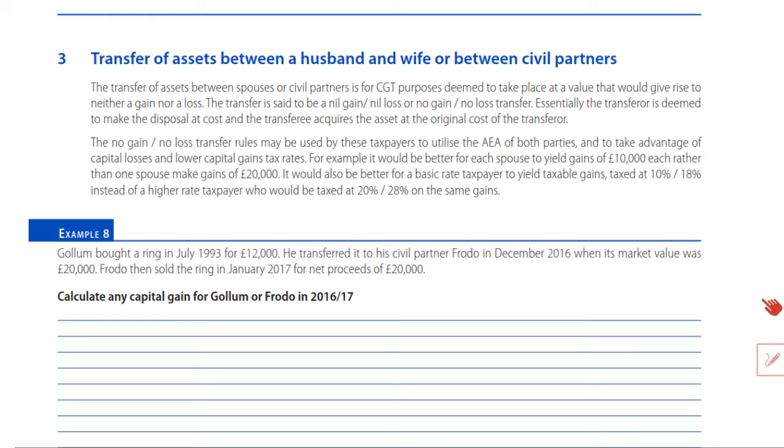Well, what we've now got to do is to look at specific circumstances in which disposals take place, where there are specific rules that need to be applied. And the first of these is where we see assets, chargeable assets, being transferred either between spouses or between civil partners.